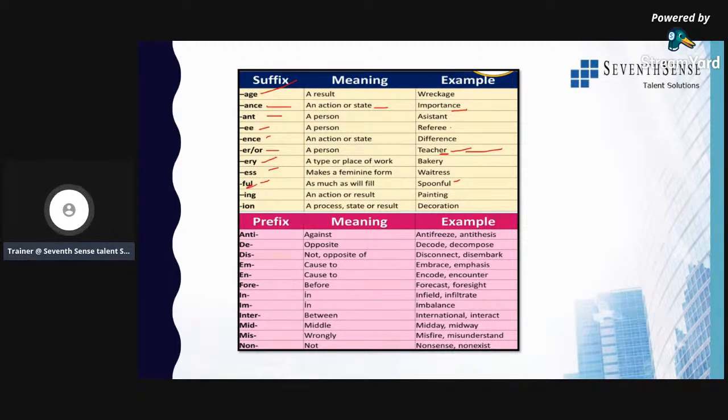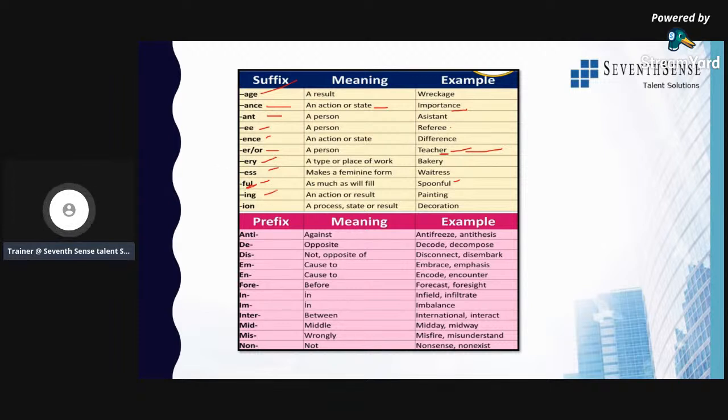See, stressful: the -ful is used at the end of a word, so that is a suffix. Those letters used at the end of the word are suffixes, and those letters used at the beginning of a particular word are prefixes. Pre means it comes at the starting part of a word. And the main part, on the basis of which the meanings change, is called the root word. It forms the basis of any particular word.